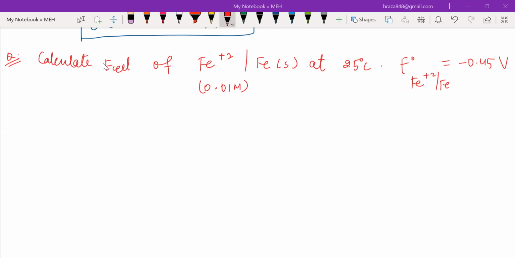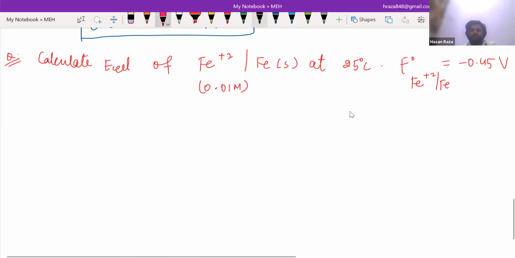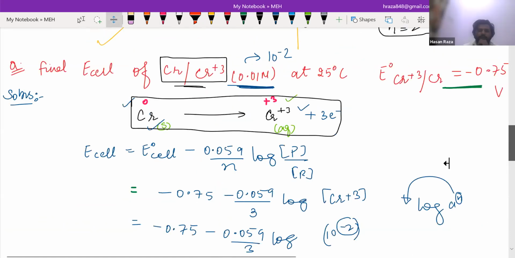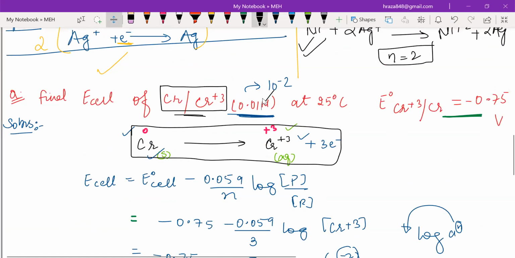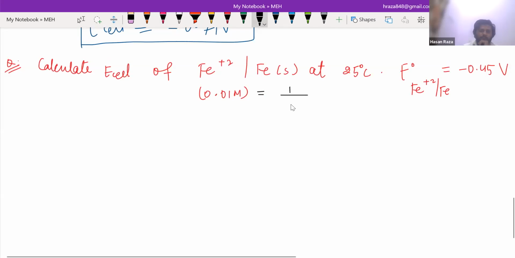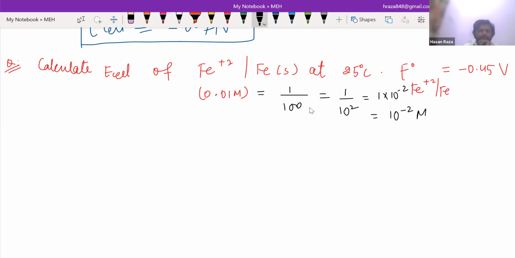Sir, in the product and reactant, how did you get 10 raised to the power minus 2? You are talking about this 0.01, right? Yes. And there is also the same value. Okay, I understood. This will be written as 1 upon 100, that is 10 raised to the power 2, and when it moves to the top, it will be like this, right? Yes, sir. Okay, I'm waiting.